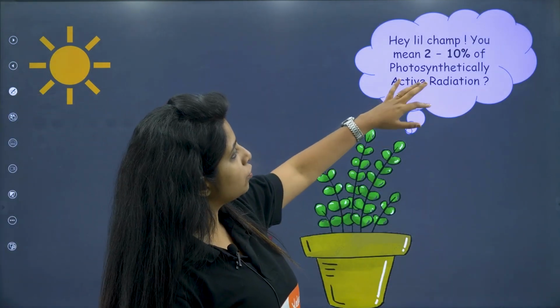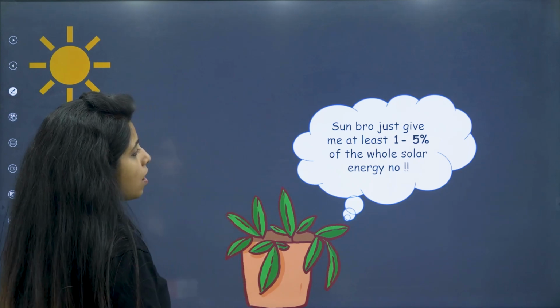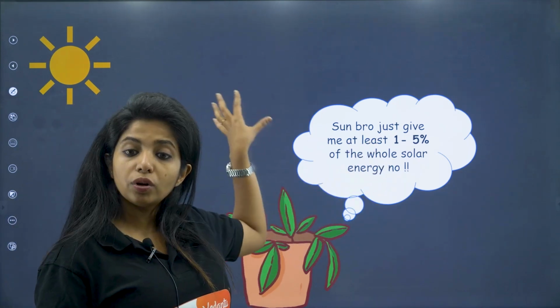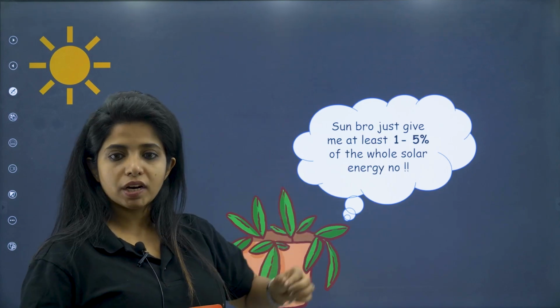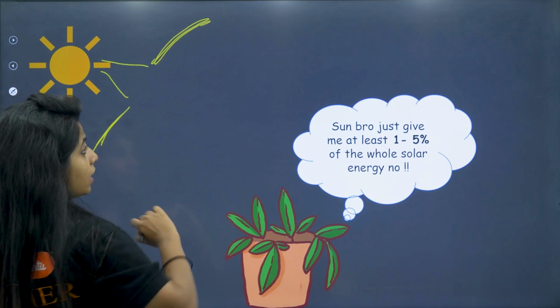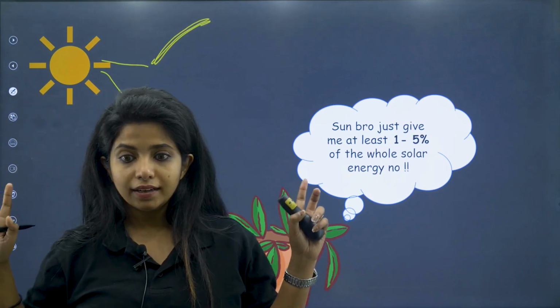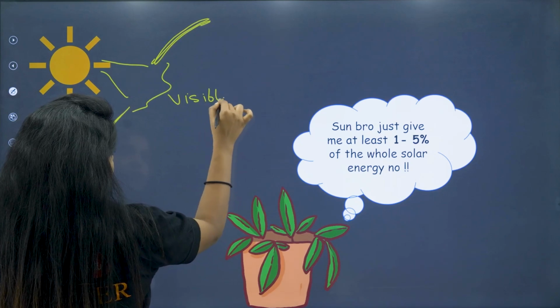Hey little champ, you mean 2 to 10% of the photosynthetically active radiation? So I'll tell you one thing. We say 1 to 5% of the whole solar energy, but it is not the whole solar energy. There are certain radiations which we cannot take. The only usable type of radiation that we need is visible light.